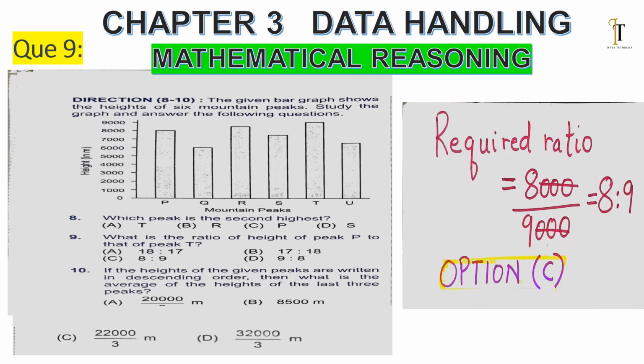Question number 9. What is the ratio of the height of peak P to the height of peak T? So from the 8th question we got that the height of peak P is 8000, whereas the height of peak T is 9000. So on cancelling all three zeros we get 8:9. That is option C.